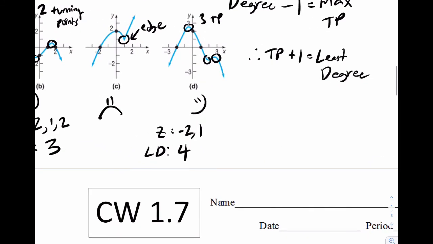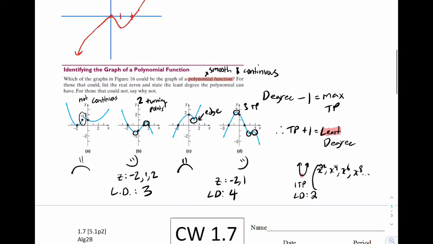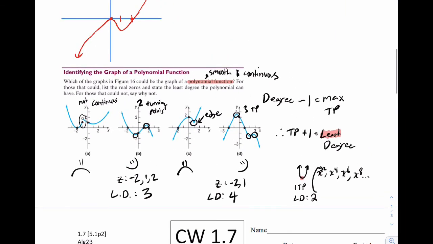And the reason it's least degree is because if I simply told you I have a graph, it's a parabola. We learned earlier that this could be x squared, x to the 4th, 6, 8, and so on. But that's why we're saying least degree. We can see there is 1 turning point right here, which means for this graph, the least degree would be 2. And that's how we're seeing that right there. Okay, so if you have any more questions, please ask in class, and then we'll practice some problems.